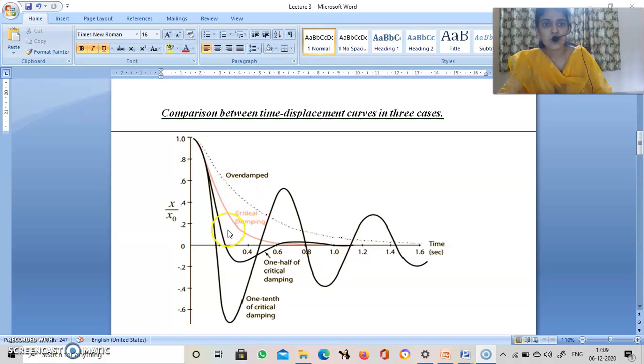The motion is non-oscillatory. But in the third case, in the under-damped condition, the amplitude of oscillation there also is a e raised to minus kt, there is an exponential decrease with the time, but performing some oscillations. So it is an example for an oscillatory motion. Okay, this is how it is represented. So this is all about the comparison of the time displacement curves in the three cases. Now we are moving to the relaxation time.